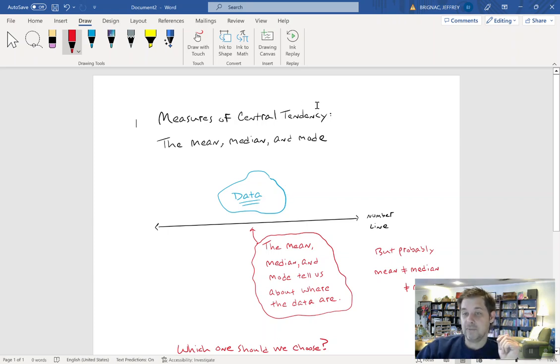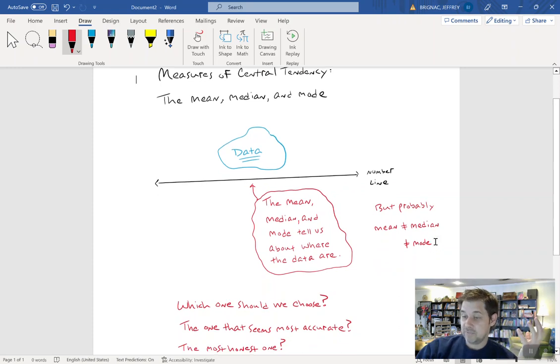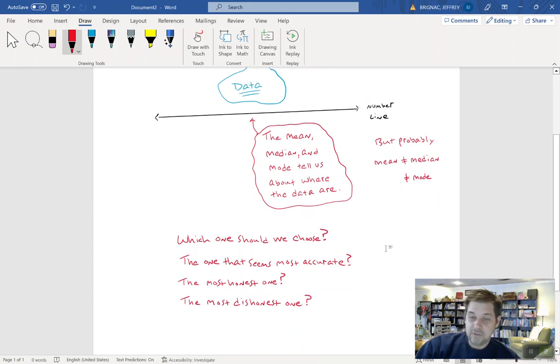All right, now if you want to summarize your data by giving one number that says here's where the data are, that's what a measure of central tendency would do, and you've got 3 to choose from, then which one would you choose? Would you choose the one that seems the most accurate, that represents the data the best? Would you choose the most honest one, or would you choose the most dishonest one? Because assuming that they're different numbers, we could have some variation in how we want to present it. I mean, I hope we wouldn't be dishonest, but it is possible to be dishonest with statistics for sure.